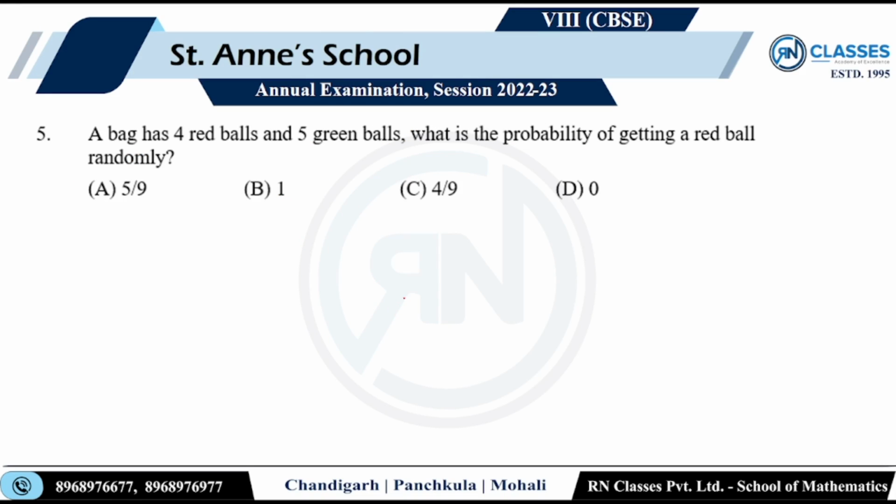Next. A bag has 4 red balls, 5 green balls. What is the probability of getting a red ball? Probability of an event, what is it? Total number of possible outcomes, that is 4 plus 5, that is 9. And how many are favorable? How many are in favor of a red ball? 4. 4 by 9 is the correct choice.